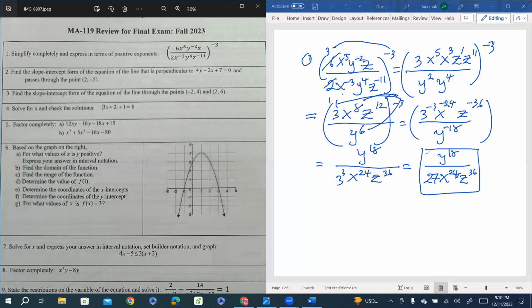All right, so that's the first question. Any questions, anyone? I guess you could comment. So let me just check the answer. Y to the 18, 27, x to the power of 24, z to the power of 36 is correct.